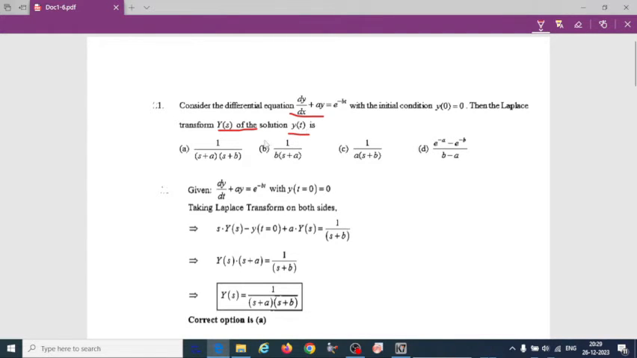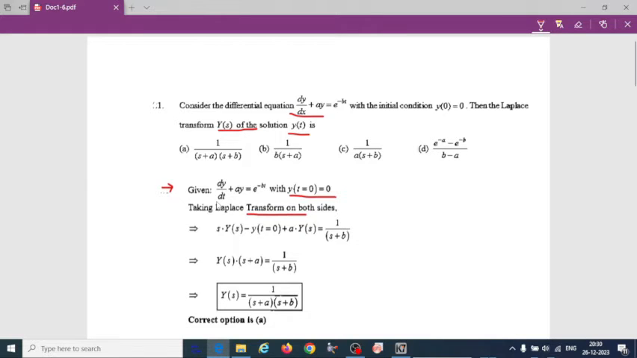So first what we have to do, the given condition we have to note down here. The condition is what? Y of 0 is equal to 0. Y of 0 when t is equal to 0. So y as a function of t is equal to 0. Taking the Laplace transform on both the sides. So the given differential equation, we have to take the Laplace transformation on both the sides.